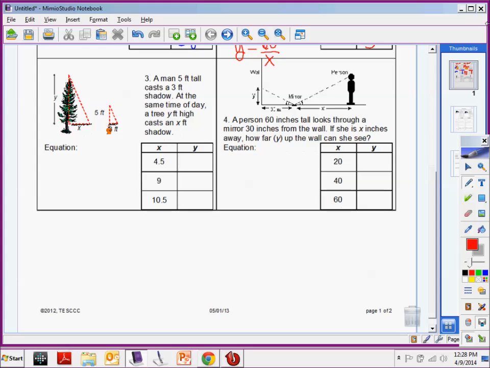All right, here we go. So this is the shadow problem. The shadow problem says a man is 5 feet tall, and he casts a 3-foot shadow. At the same time of day, a tree y feet high casts an x feet shadow. As he's walking through this forest with his 3-foot shadow, he can stand a distance from various trees and measure their shadows. Based on what their shadows are and him knowing his own height, he can predict how tall the tree is itself.